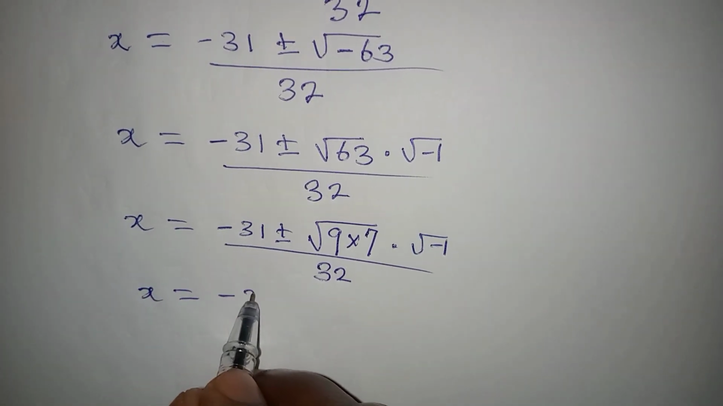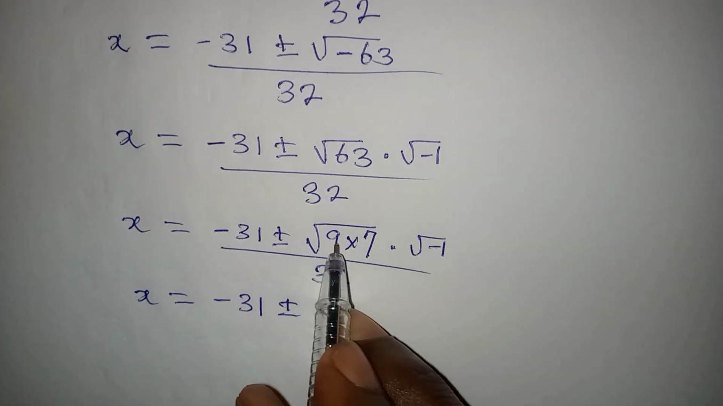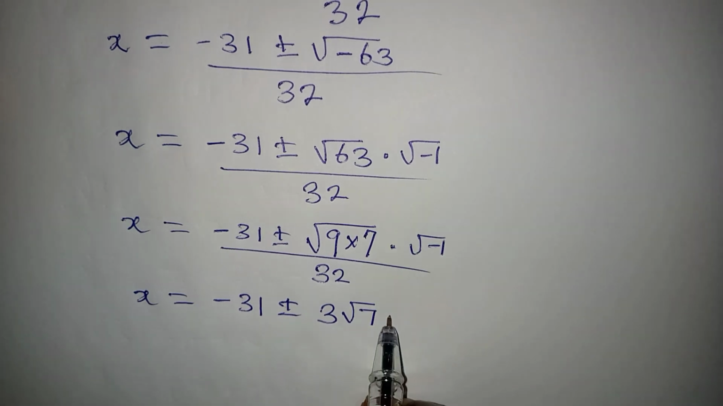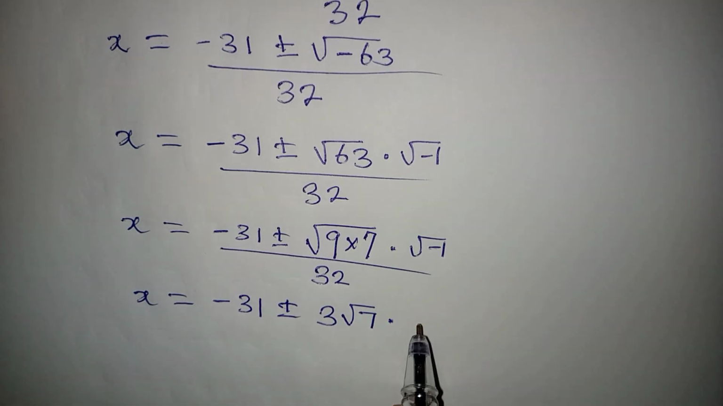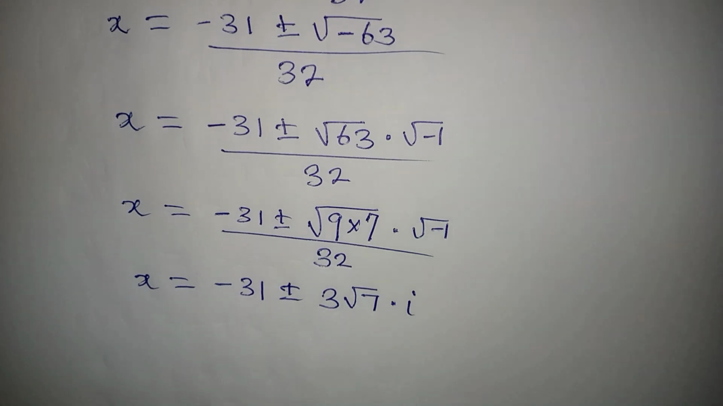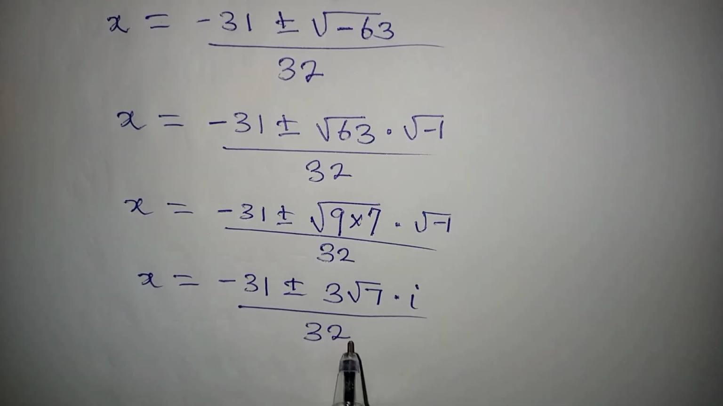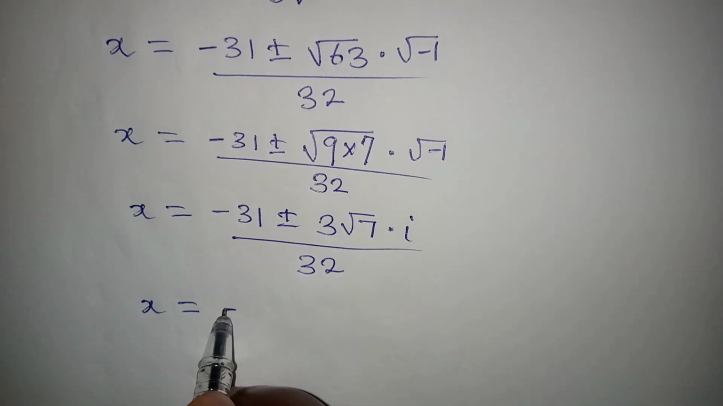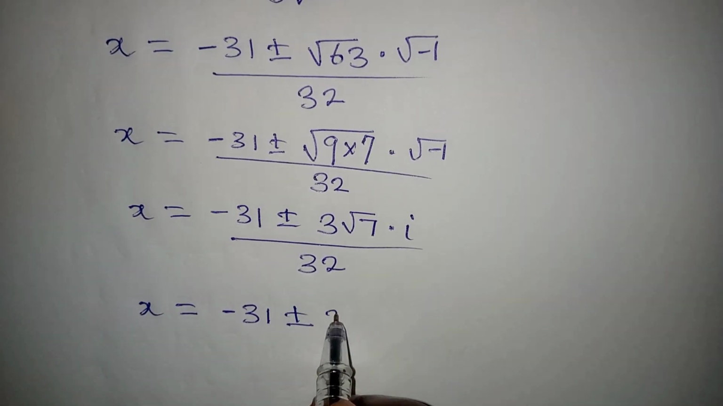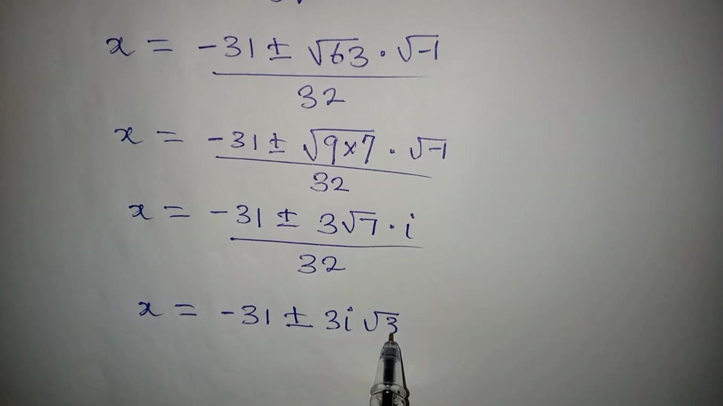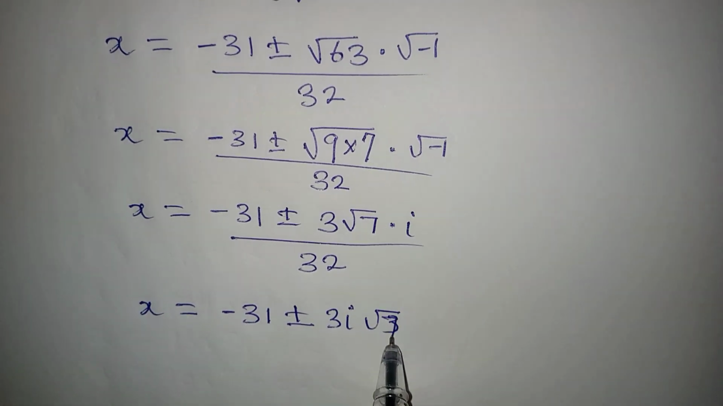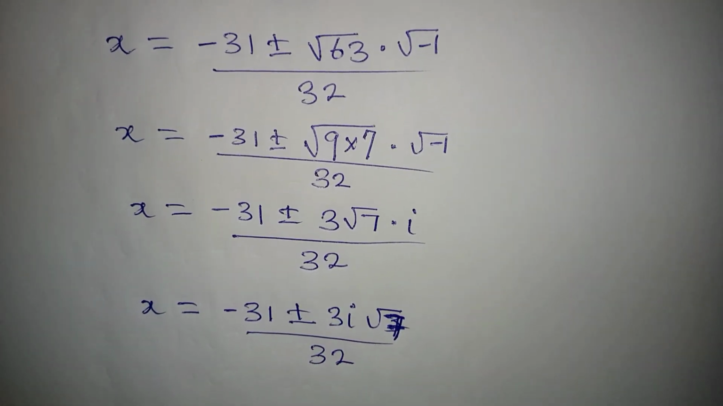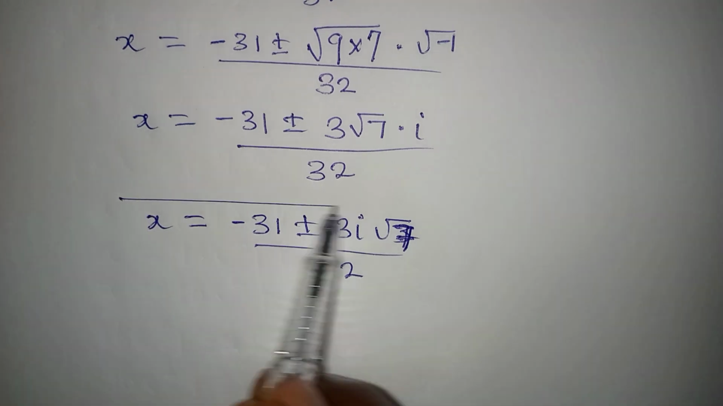Now, x is equal to minus 31 plus or minus square root of 9 is 3, then I have root 7. Then square root of negative 1 is i, an imaginary number. Then this is over 32. Now, to rearrange this in a better way, x will be equal to minus 31 plus or minus 3i square root of 7, okay, so this will be over 32. And this will be the solution to the problem.